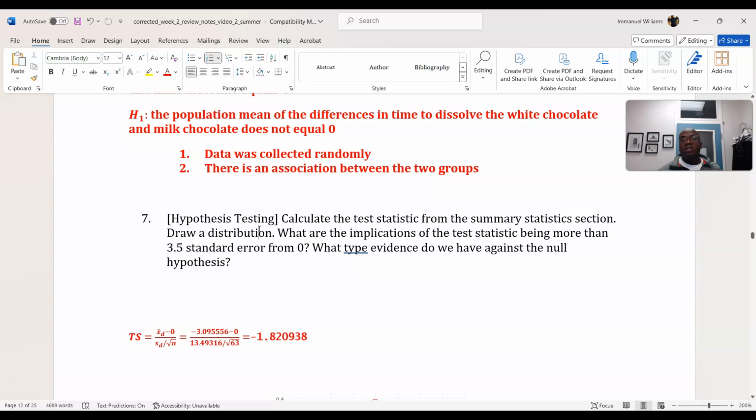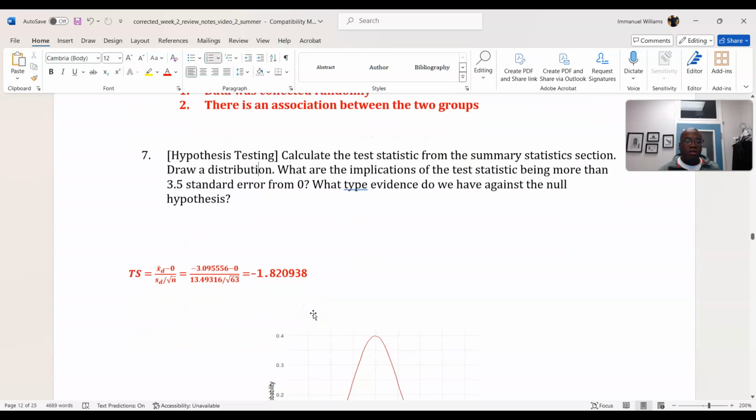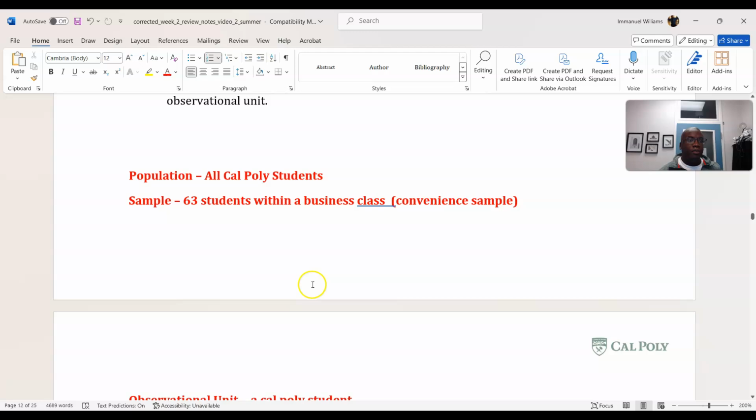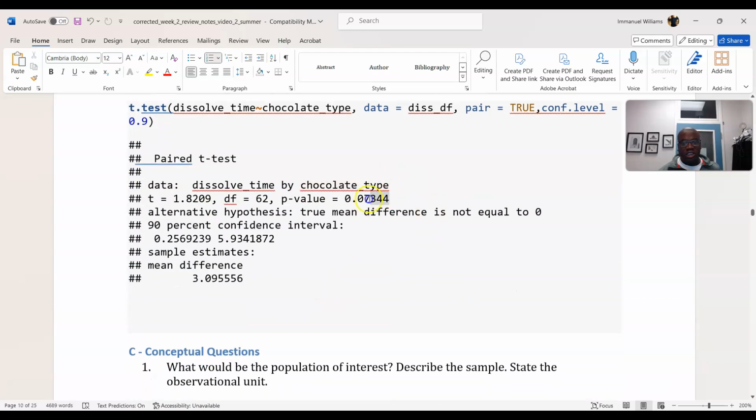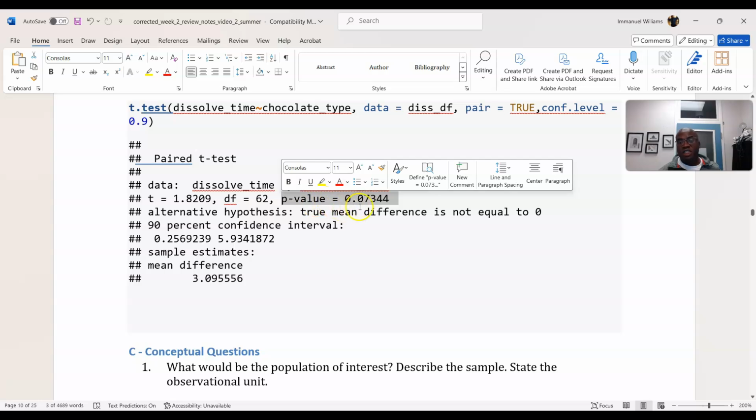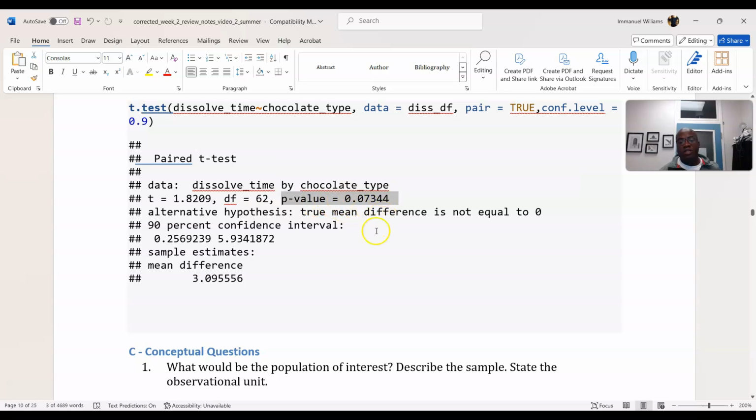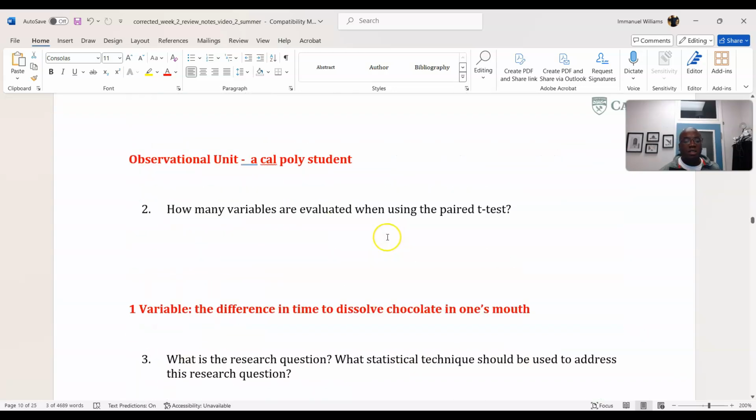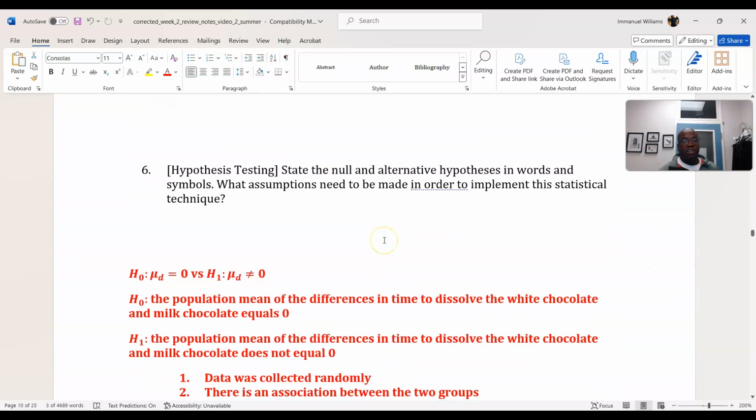Well, we know that it's greater than negative 3.5, indicating that it could be close to 0. But this p-value right next to it tells us exactly where it is, indicating that we have some evidence against the hypothesis. We don't have a lot of evidence, but we have some evidence that the population means are not the same.